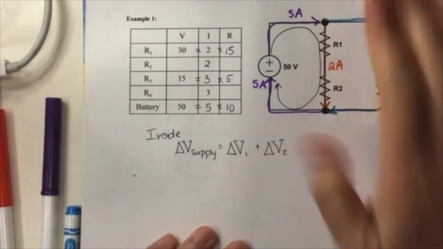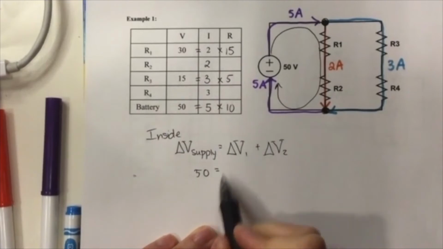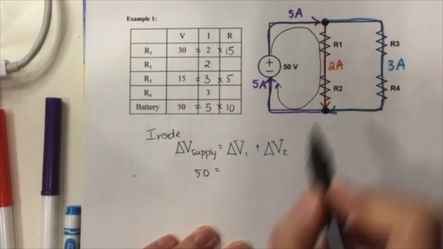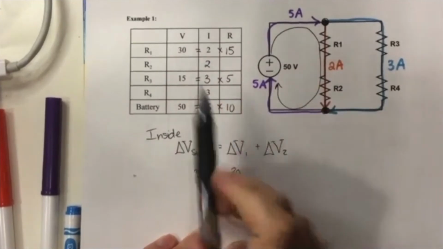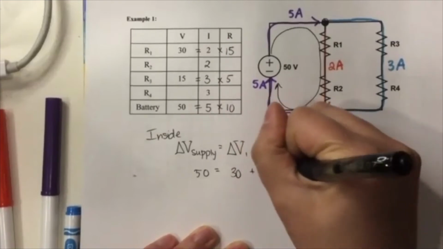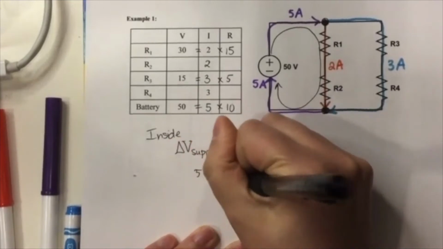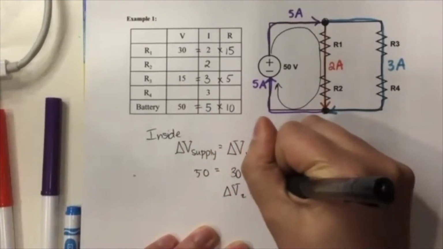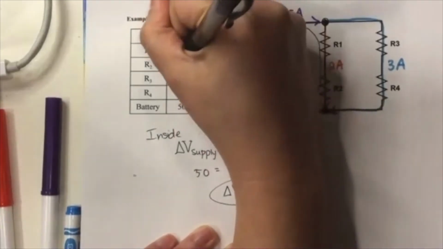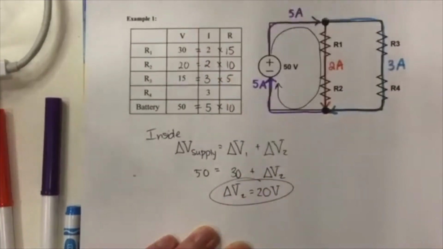For the inside loop, that means 50 volts goes in, 50 joules per coulomb goes into the circuit. R1 uses up 30 of those joules per coulomb. So delta V2 has to be equal to 20. It has to use the remainder, the difference, the amount of energy that's left over. And solving across that row with Ohm's law gives me 10. All right, so we did the inside loop.